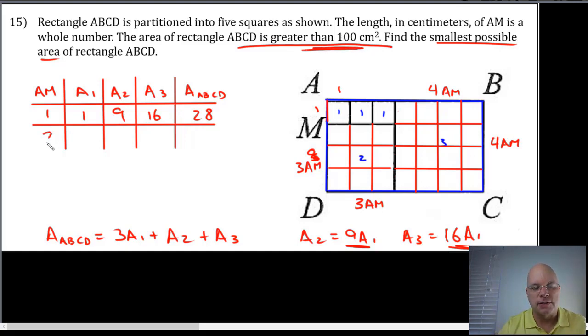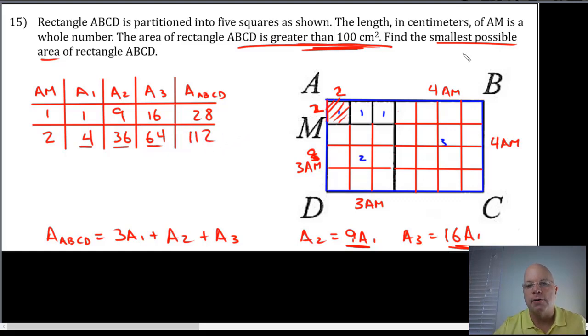So we try the next whole number for AM, 2, and in that case the square area 1, this square, would be 2 by 2 or 4, and area 2 would be 9 times that much, because there are 9 2 by 2 squares here, so 9 times 4 would be 36, and area 3 would be 16 times 4, which is 64. Then if I take 3 of these, that's 12, plus these two add up to 100, so that's 112.